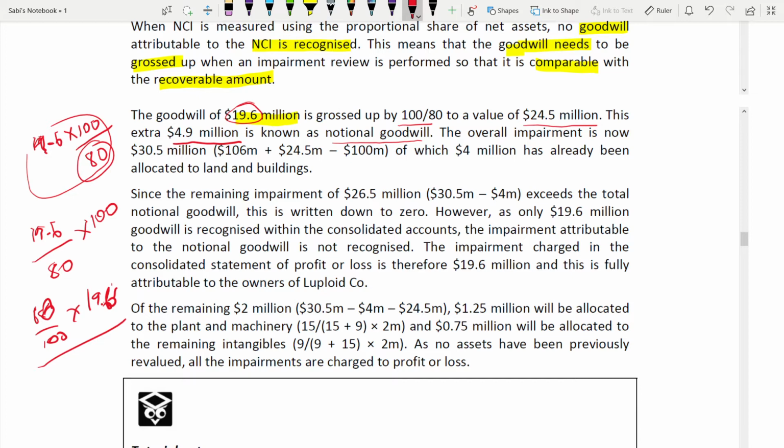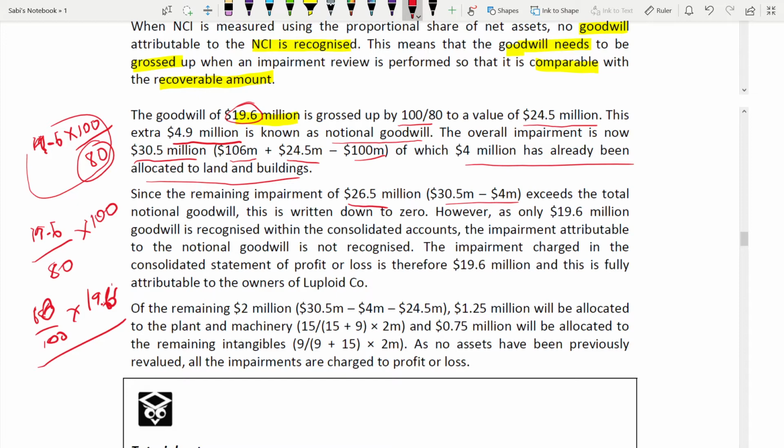So what is the overall impairment now? Net asset before was 106. You are taking goodwill. Now don't take 19.6. You have to take 24.5 minus recoverable 100. So this is your new impairment. And out of this, 4 million has already been allocated to land and buildings. So out of 30.5, 4 goes. What remains is 26.5 million. So this will be allocated. They have shown here also how they got this 26.5 million. Wherever you have to show it, don't just write 26.5. Put a bracket and write 30.5 minus 4.